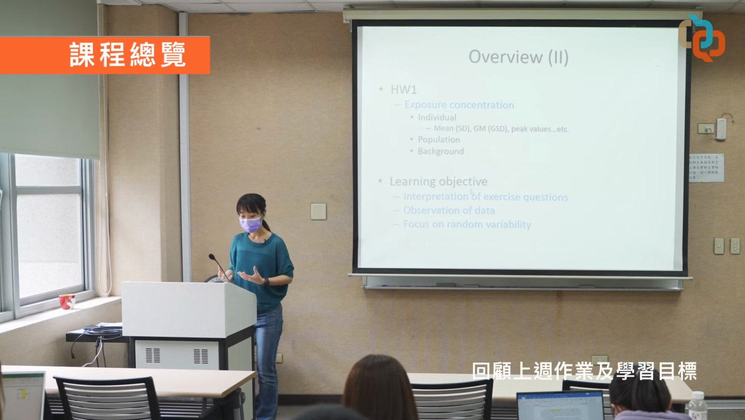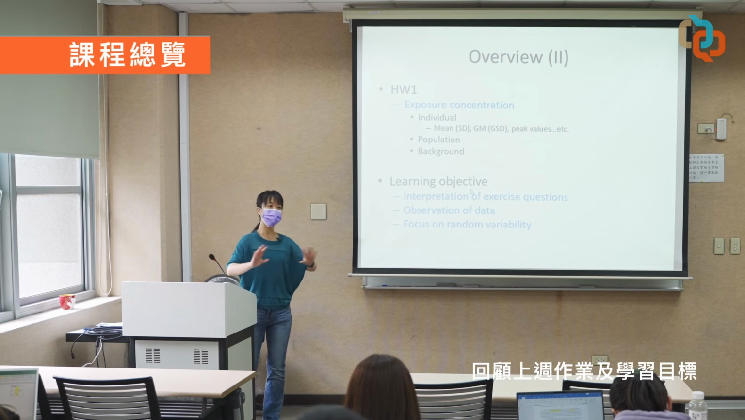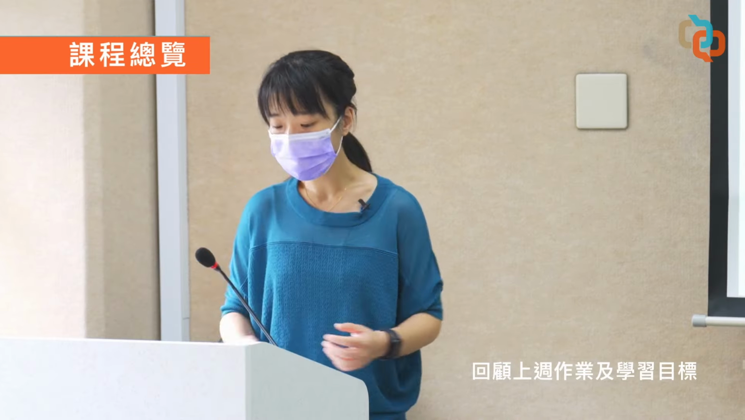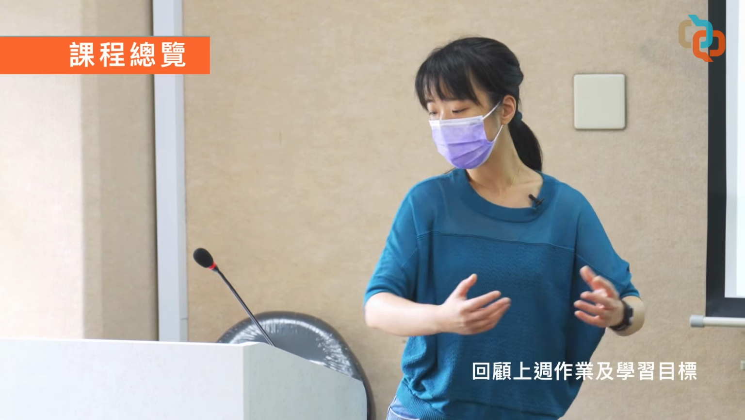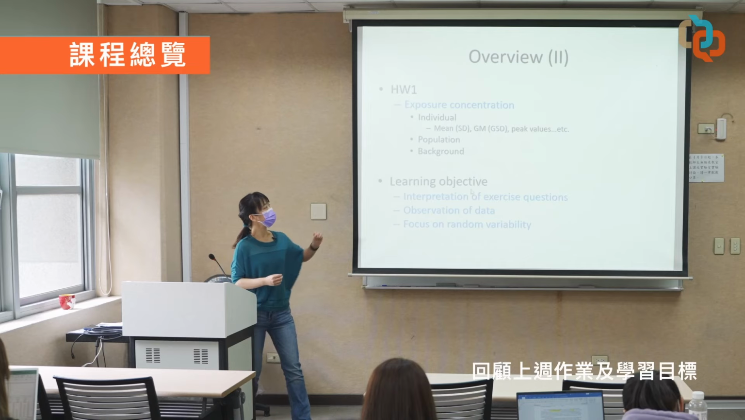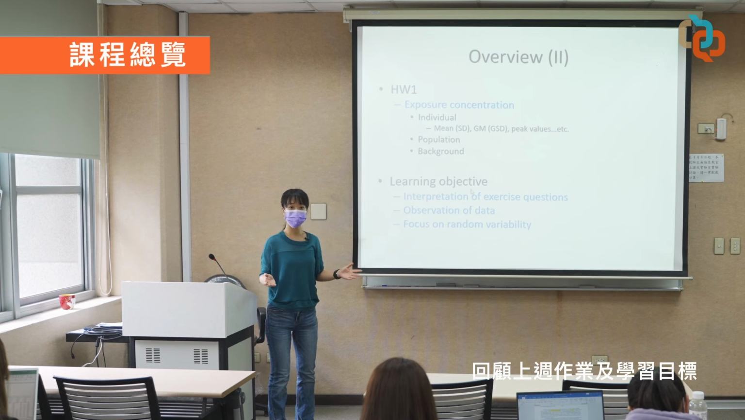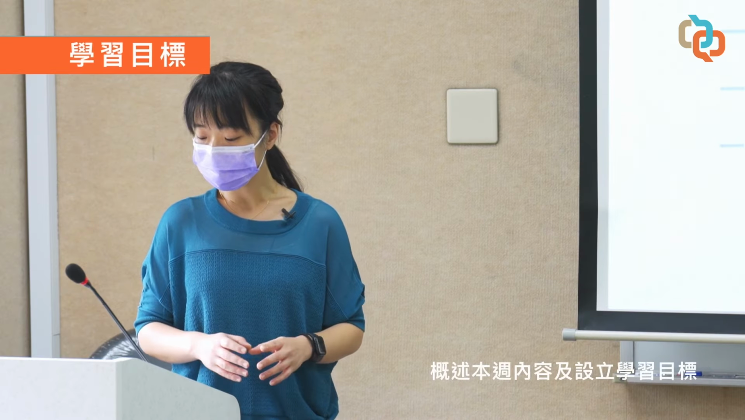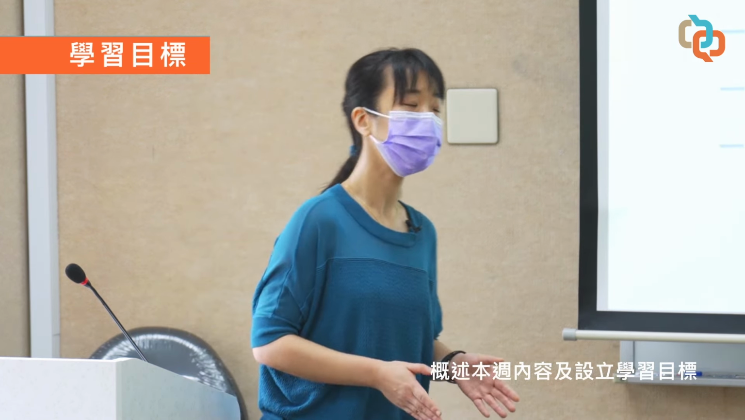So a very quick review of last week's homework discussion. We focused on the exposure concentration, which has not yet entered the human body. To describe it, we started from a single person or a single worker. For the distribution, we talked about how we can use the mean or standard deviation, or GM or geometric standard deviation, to describe the distribution.